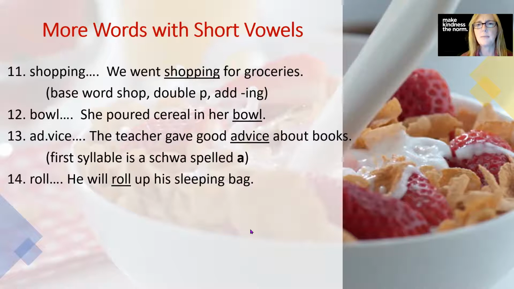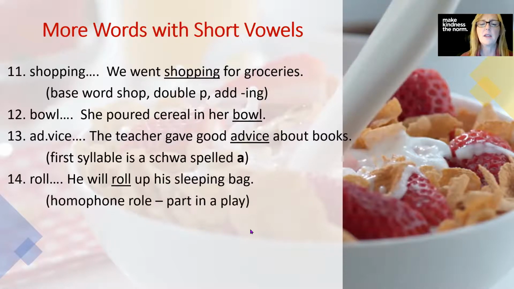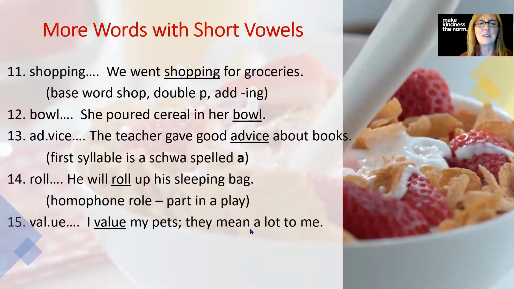Roll, he will roll up his sleeping bag. Homophone is roll as in a part of a play. I like to think of roll, to roll up his sleeping bag or to roll down the hill. It takes a couple of times, so we use two L's. And then the other role, I have a role in the play, I have the leading role in the play, that just has an L instead.